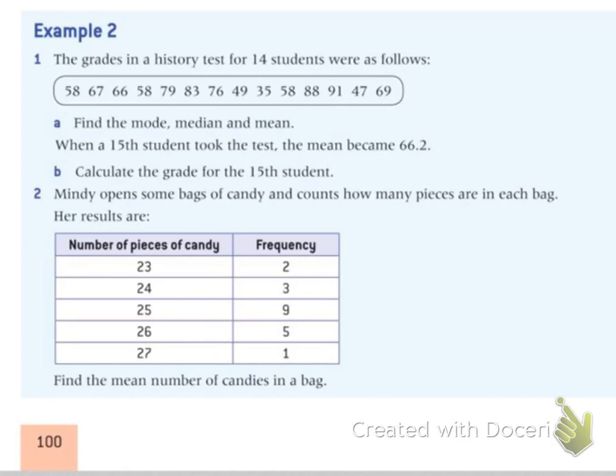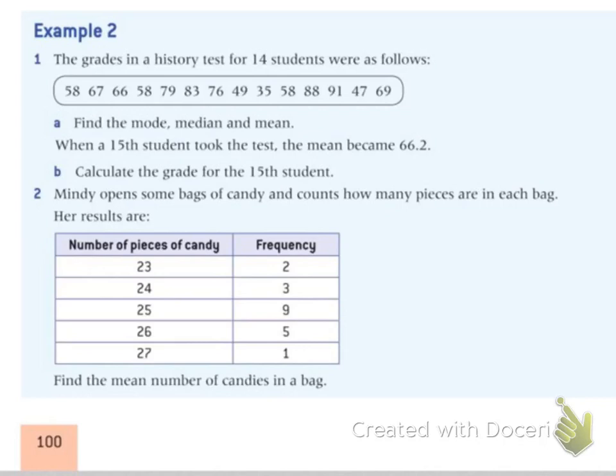So we got some examples here that they want us to do. Number 1, the grades in a history class for 14 students. They want you to do the mode, median, and mean. It's actually backwards. Usually they go mean, median, mode, right? But they have it backwards: mode, median, mean. So the mode, obviously you're going to want to put those in order. Oh, it actually changes, because look at the question. It says find the mode, median, and mean.